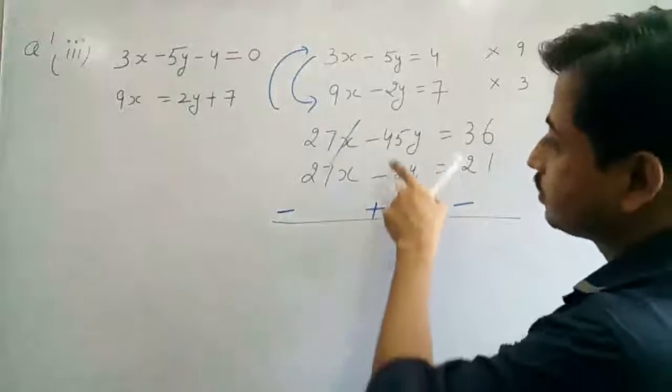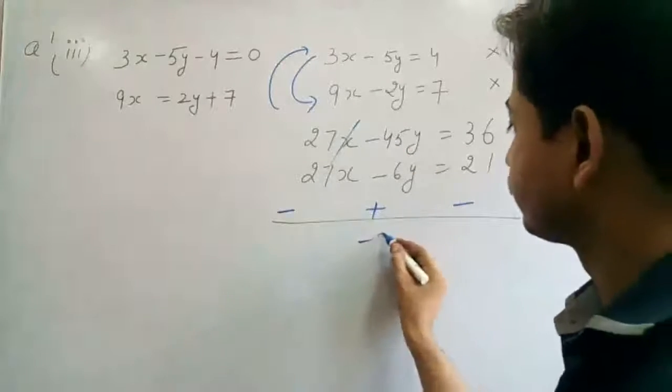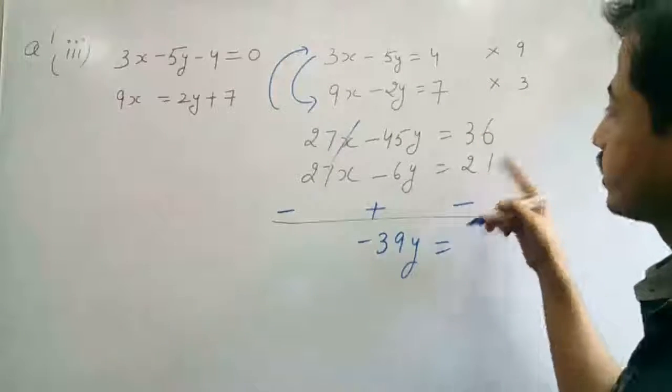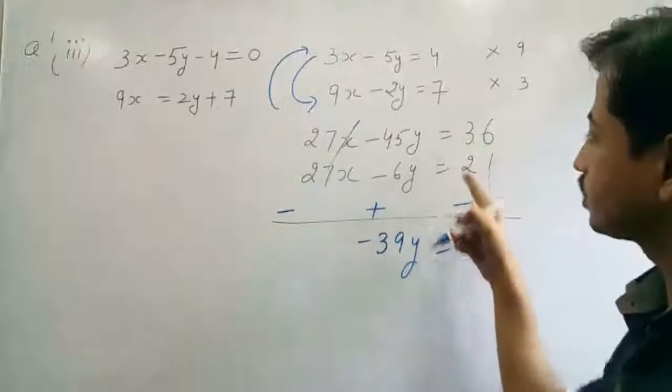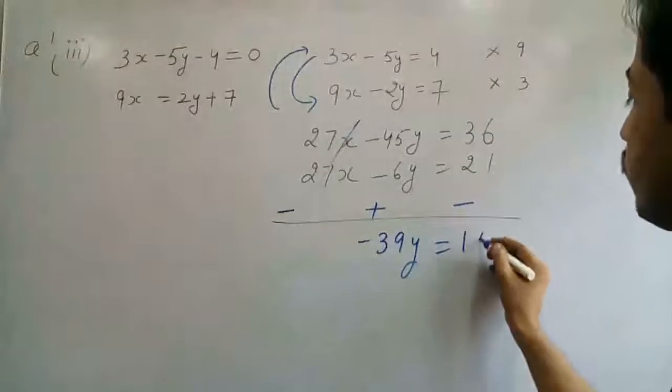Now look at, this is positive, this is negative. 45 minus 6, we get minus 39. Same here, 36 minus 21, because this is positive, this is negative. 36 minus 21, we get 15.